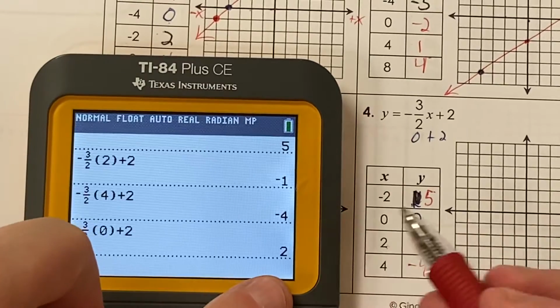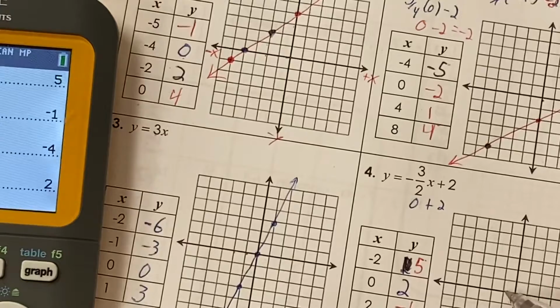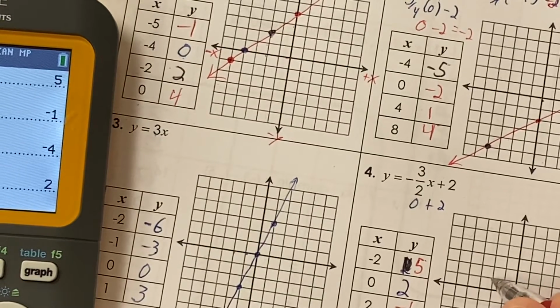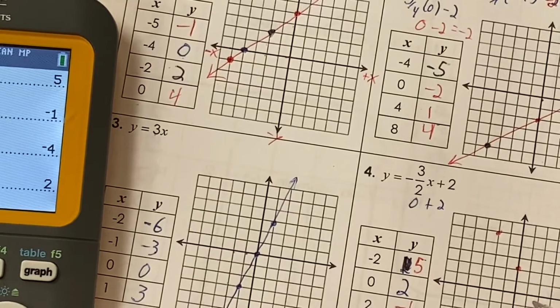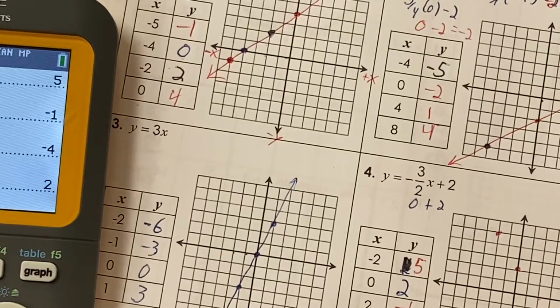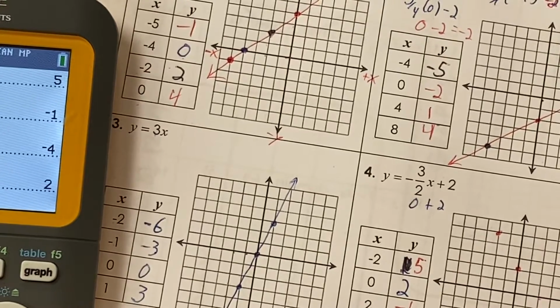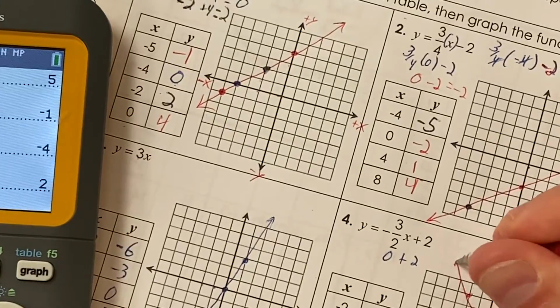And you can see I get 2 right there. And we'll plot these things. Negative 2, positive 1, 2, 3, 4, 5, 0, 2, 2, negative 1, 3, 4, 1, 2, 3, 4. Okay. And you can see once again they make a line.